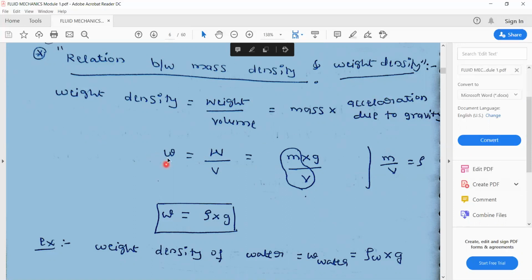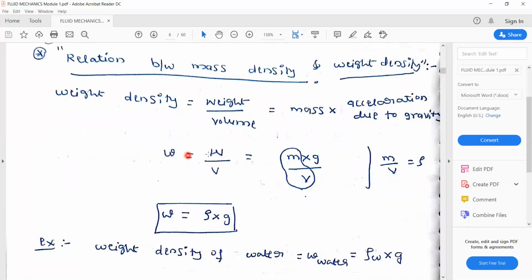Here you can observe weight density small w is equal to weight by volume. In place of weight, you just write m into g, then you write volume as it is. We know m by v, mass by volume, is nothing but rho, that is density. Then in place of m by v, you can write rho. Then you will get weight density or specific weight equal to rho into g. This is the relationship between mass density and weight density.